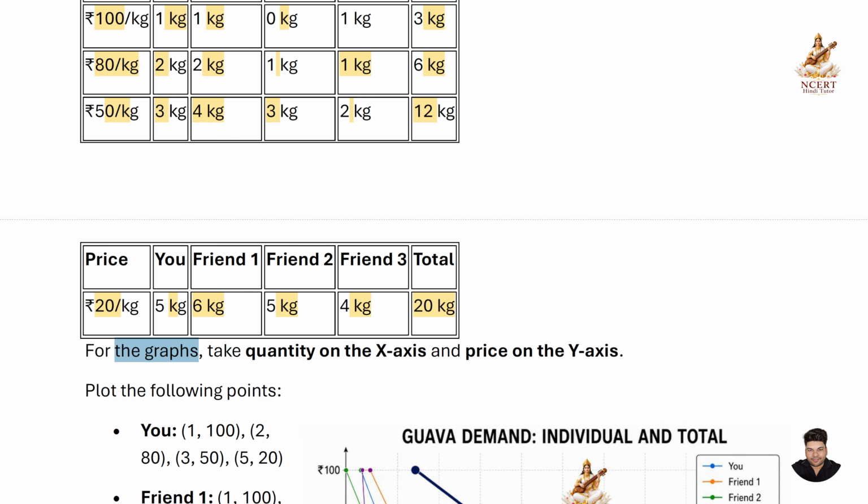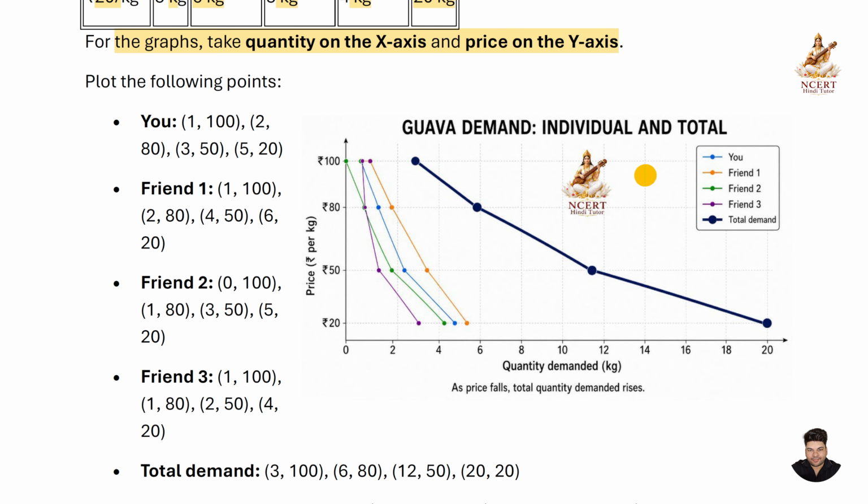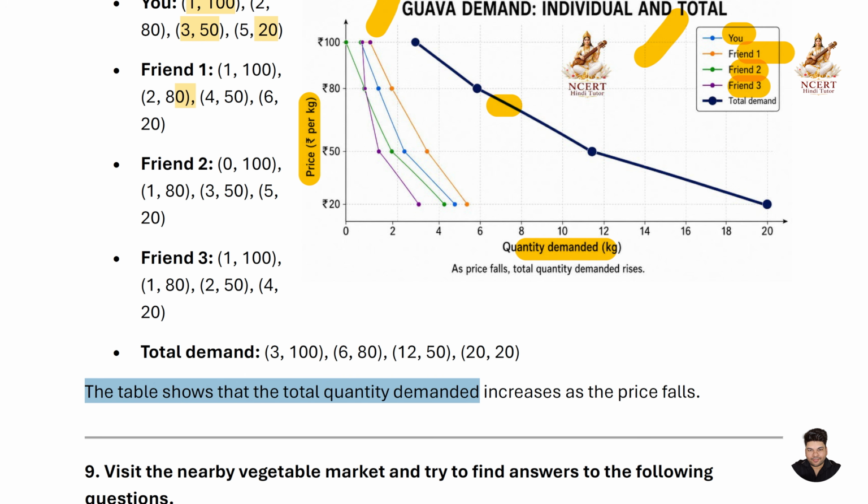For the graphs, take quantity on the x-axis and price on the y-axis. So friends, this is the graph. Quantity demanded on x-axis and price on y-axis. Plot the following points: you 1, 100; 2, 80; 3, 50; 5, 20. So friends, you have to plot these points into the graph. The blue one is for you, orange friend 1, green friend 2, purple friend 3, and this one total demanded. The table shows that the total quantity demanded increases as the price falls.